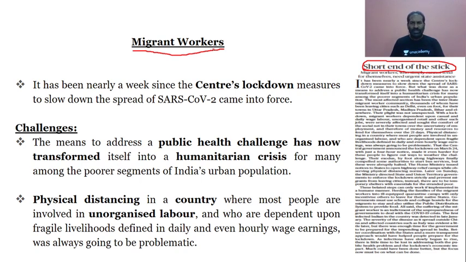In the process, as there are no jobs, there is no salary or income, and in turn they cannot make payments such as the house rent. So they thought it is better to go back to their respective villages and states rather than staying in an isolated position. So they started going back to the places from where they had come.